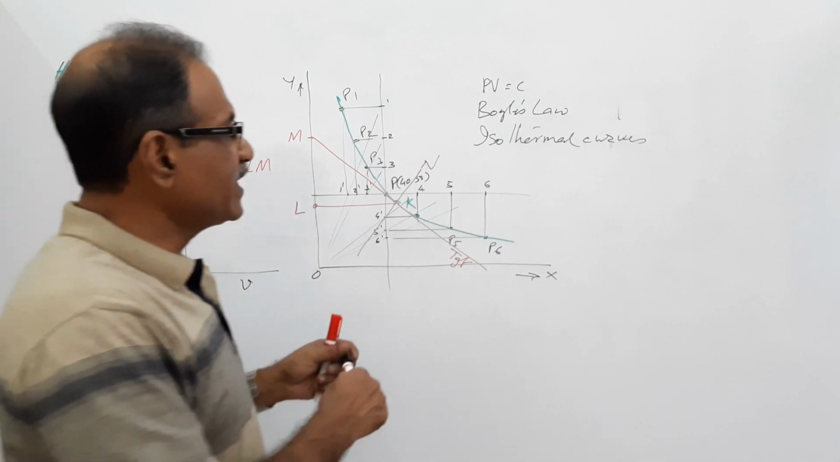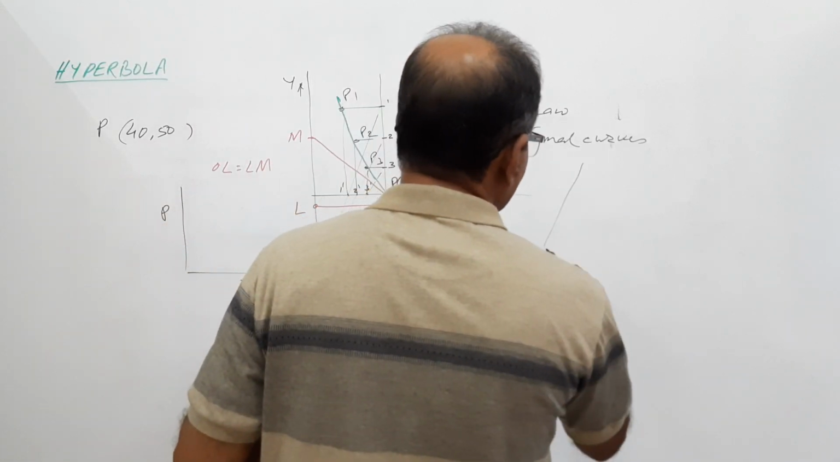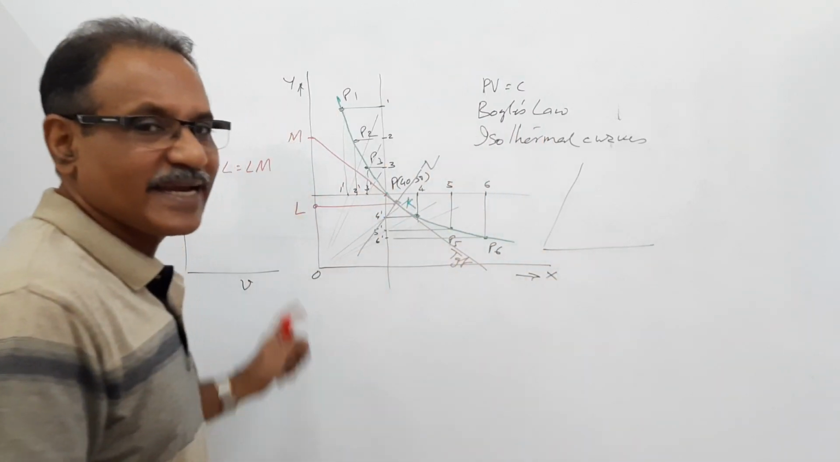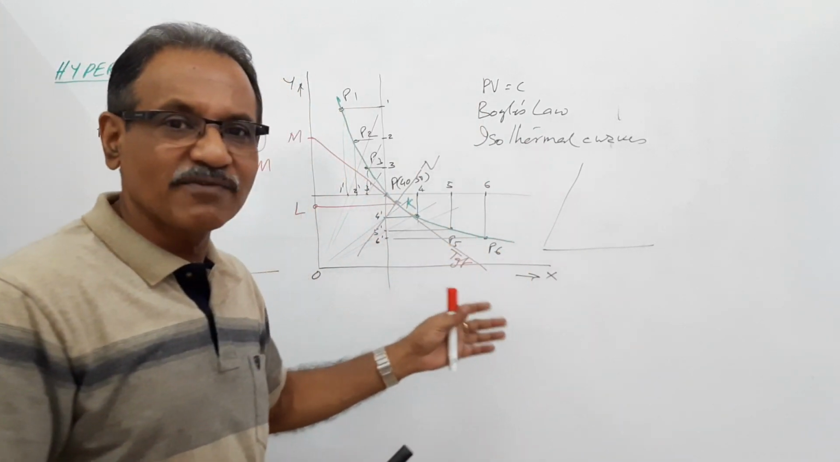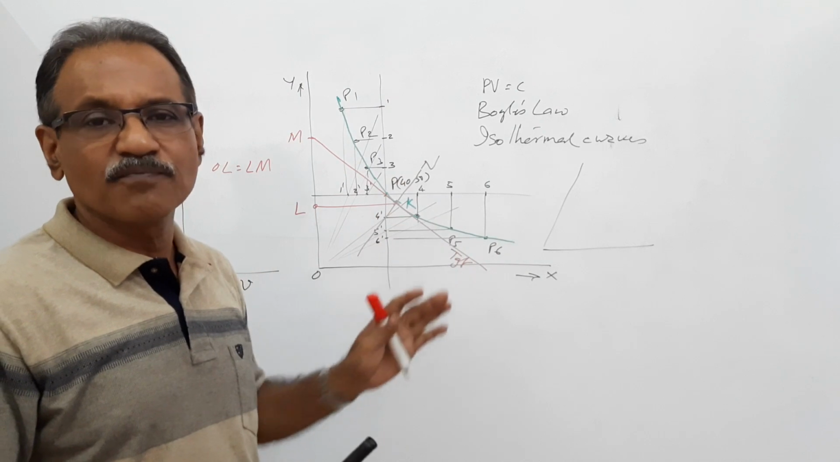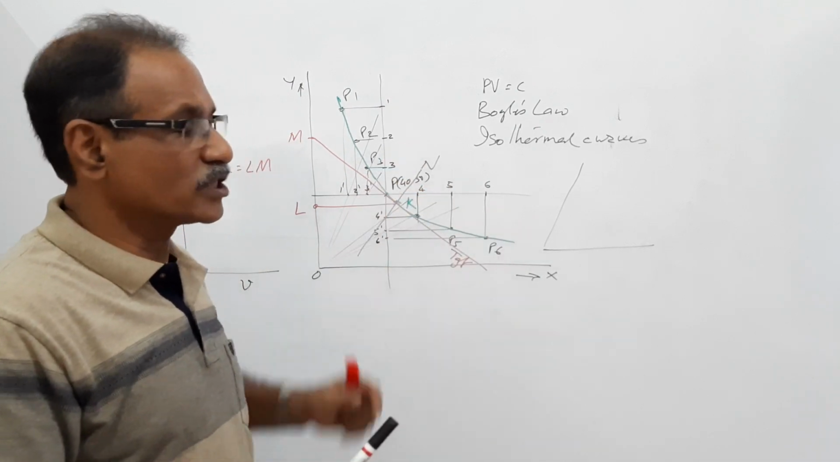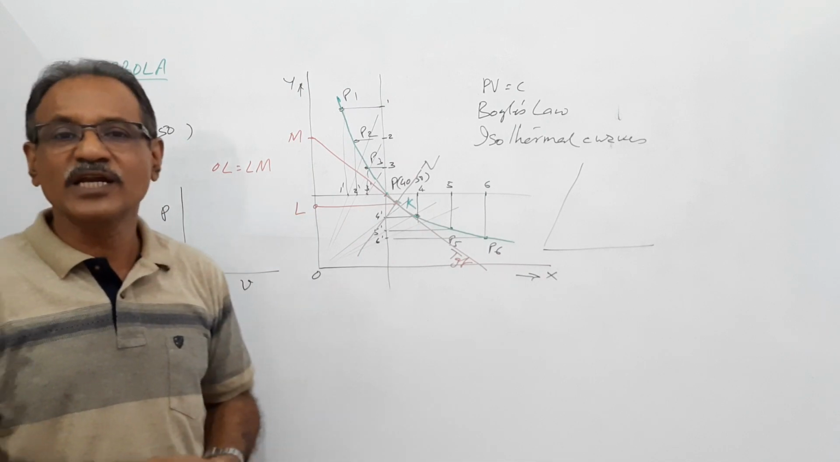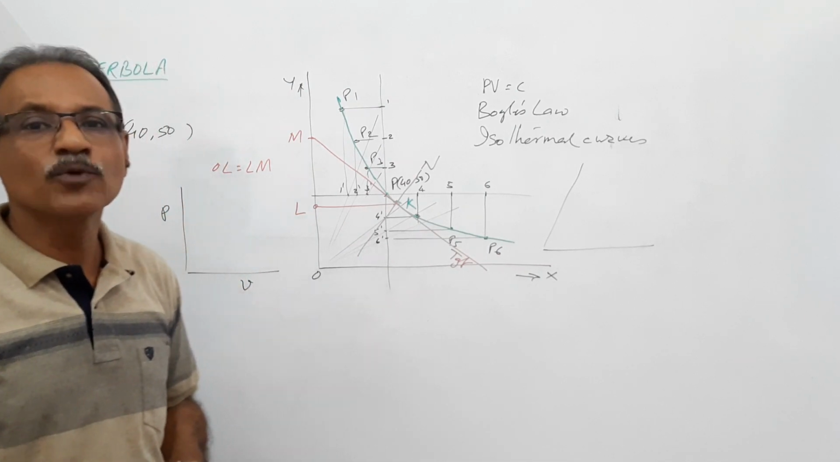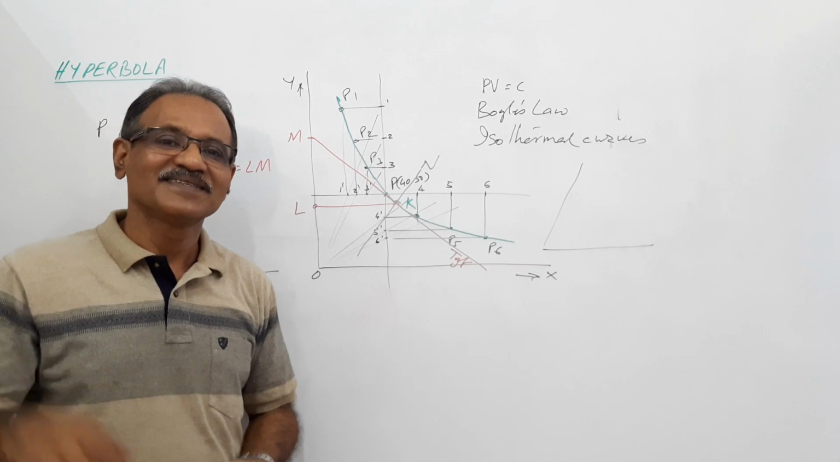Now, another possibility is that the asymptotes will be given. Instead of the two axes at 90 degrees, you will be given the asymptotes. When asymptotes are given, you follow a similar procedure to draw the curve. We will do another question belonging to that particular category. I hope you understand. Thank you.